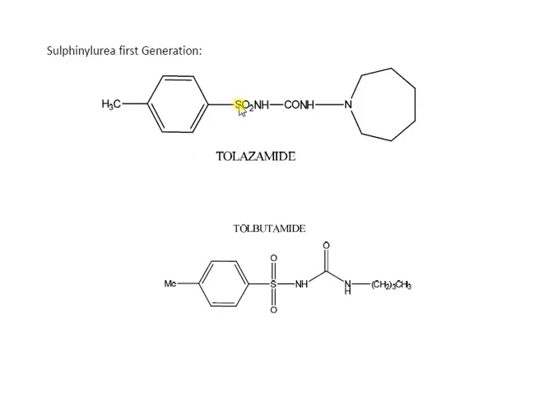These are the examples of sulphonylureas. How it is sulphonylurea: this is S double bond O, NH, C double bond O, NH. This is urea, this is sulphonyl, that's why it is sulphonylurea. This is an example, tolazamide and tolbutamide. The IUPAC name of tolbutamide is 1-butyl-3-paratolylsulphonylurea. This is urea, this is 1-butyl: CH2, CH2, CH2 and CH3. This is the IUPAC of tolbutamide. Then what is tolazamide's IUPAC? It has an azepine ring system. Again, this is paratolylsulphonyl urea.